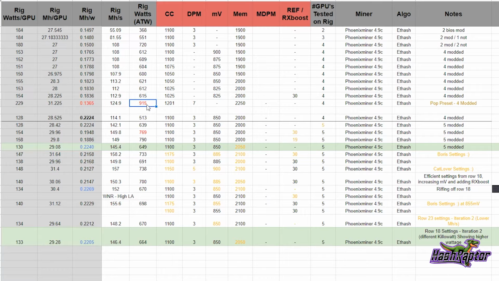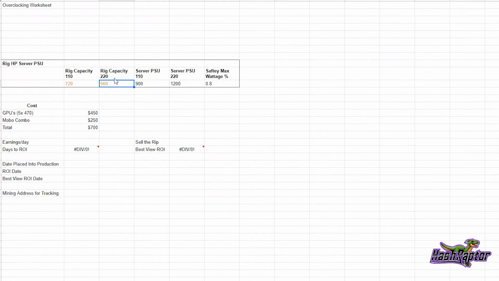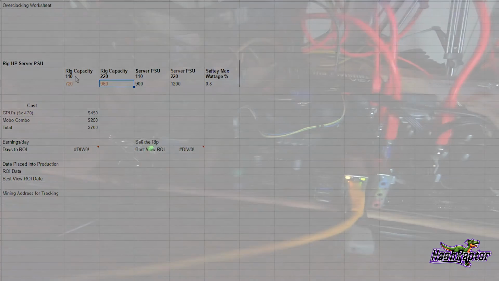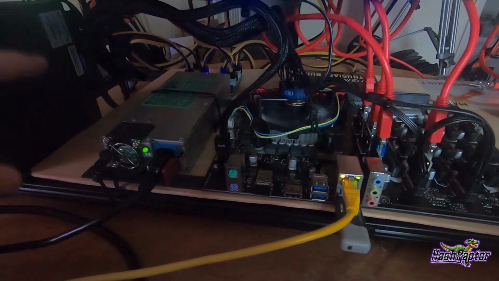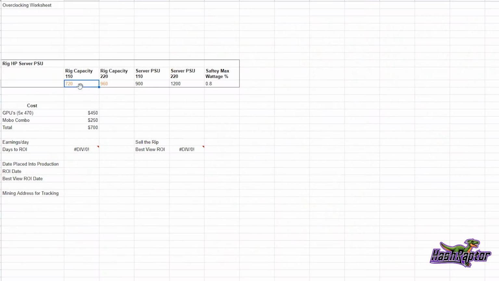And my total watts for the rig, it just blew up. It went to 915, and I have to stay under, if you remember, on this HP server power supply, I have to stay under on 110, 720 watts max is all I can do.